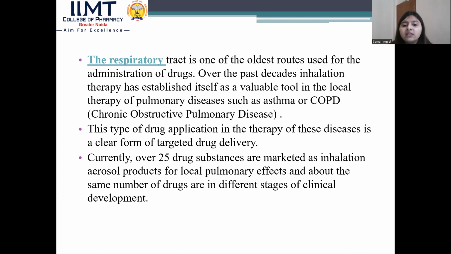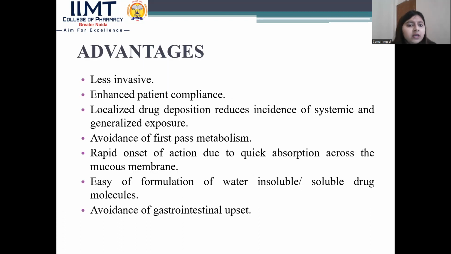Currently, over 25 drug substances are marketed as inhalation aerosol products for local pulmonary effect, and about the same number of drugs are in different stages of clinical development. So this is the introduction of pulmonary drug delivery system. Now let's have a look at the advantages of these systems.